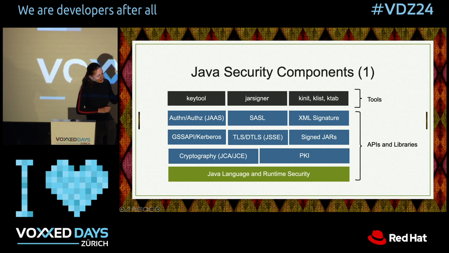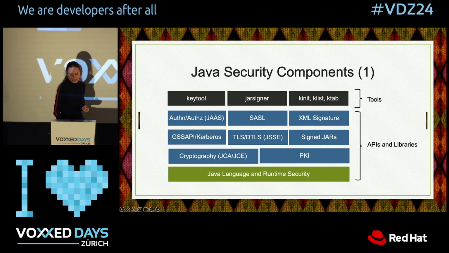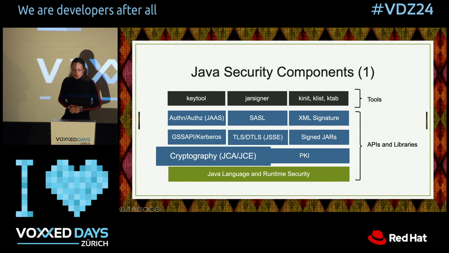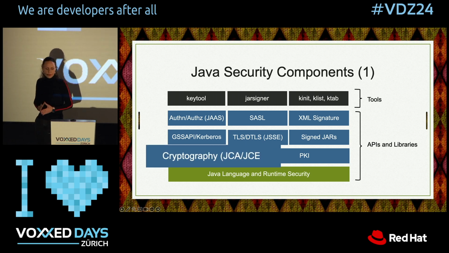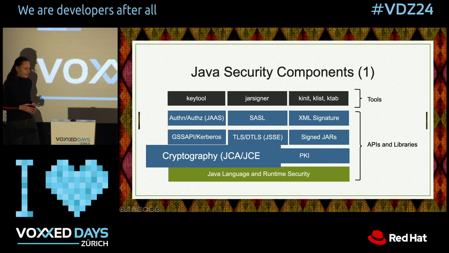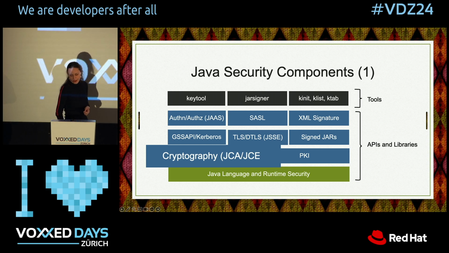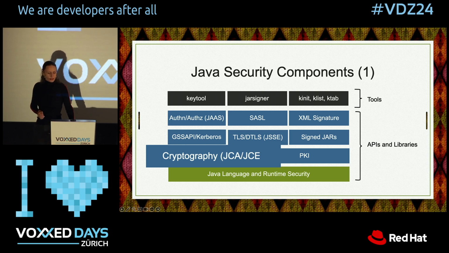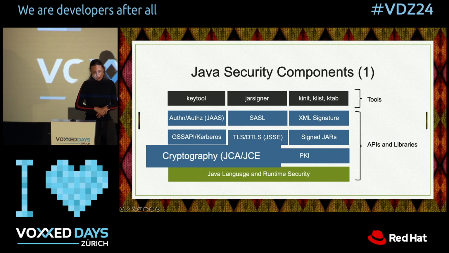The foundation, of course, is based on cryptography. So that's the first one. Now, the cryptography component, also called Java Cryptography Architecture, JCA, or Java Cryptography Extension, JCE, enables you to encrypt and decrypt data in Java, manage keys, and many more.